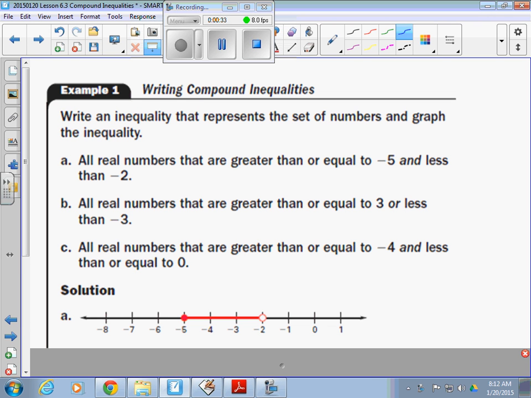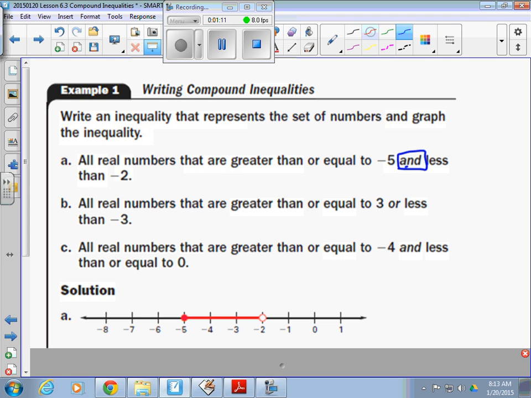Example number one is writing these inequalities based on the verbal description you get. A says all real numbers that are greater than or equal to -5 and less than -2. Now, most of the time, when you see the word and, there's going to be an overlapping area. And most of the time, when you see the word or, they'll be going in opposite directions. But sometimes when you see the word or, they'll overlap as well, like when we looked at the bell work a little while ago.